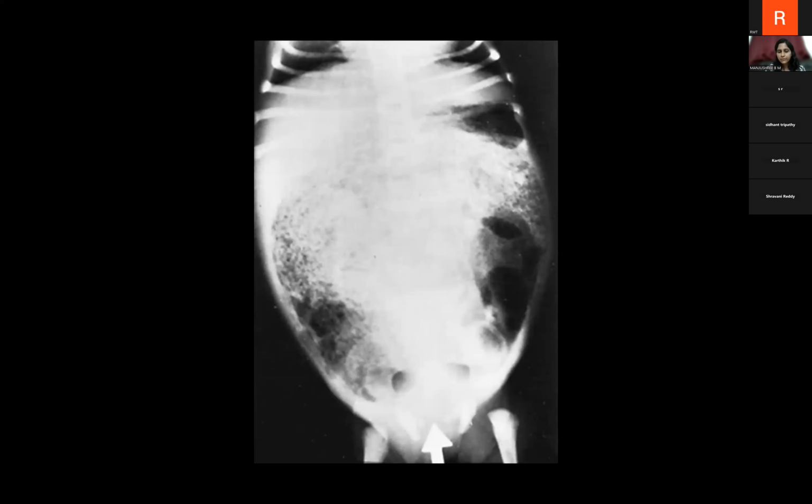What could be the age of the patient? What is the investigation? What is the sign you are seeing? And what is the condition causing it?